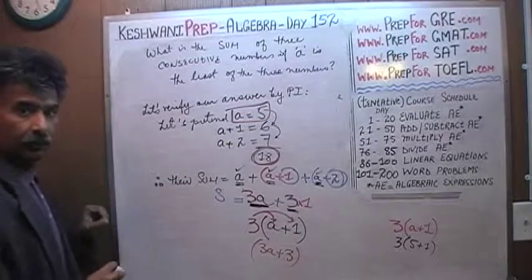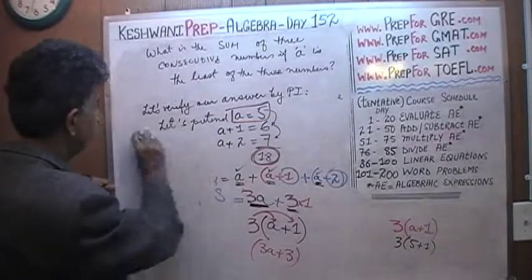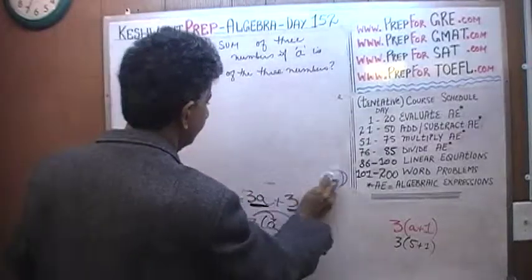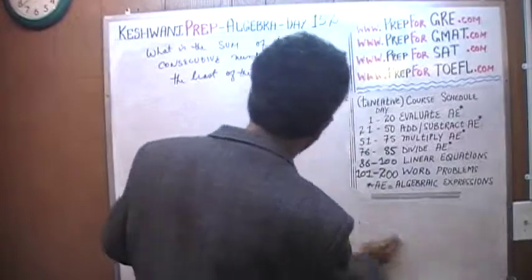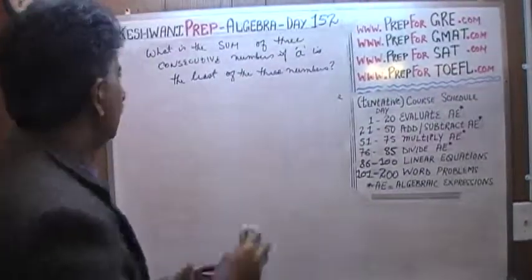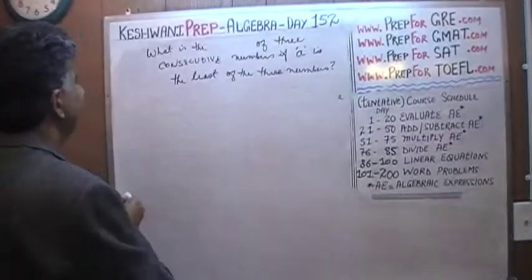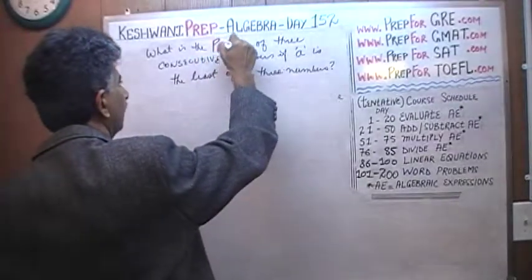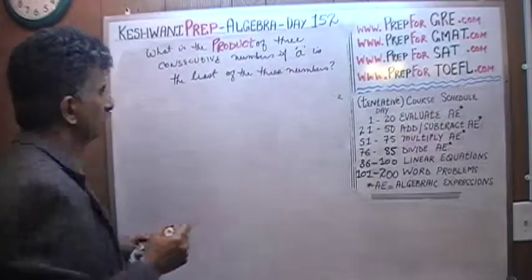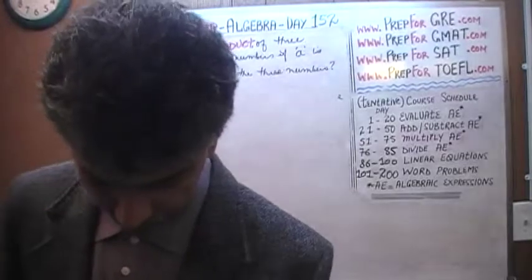Alright? You want to do one more? Let's do one more then. Here's a new problem for you. What is the product of three consecutive numbers if a is the least?